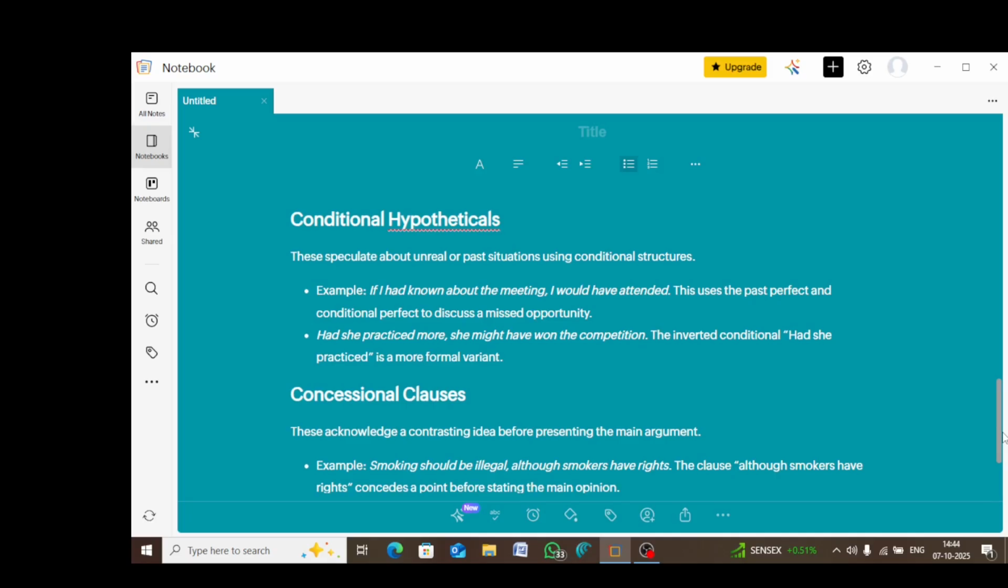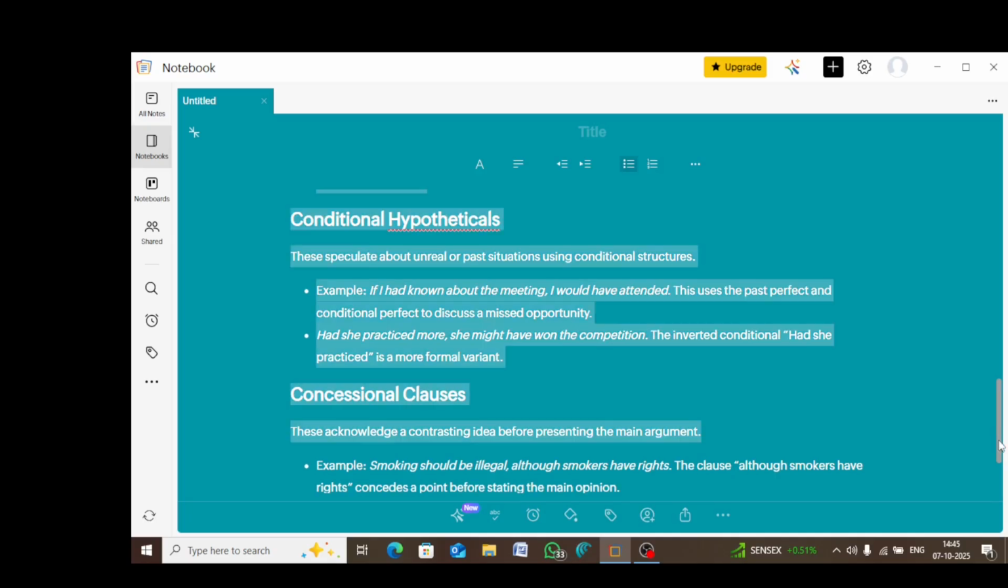Inverted conditional, had she practiced, is a more formal variant. Here you see she had practiced is the main sentence. Here the auxiliary had has been put before the subject to give emphasis. If you write this sentence normally, then you can write if she had practiced. This is normal without emphasis. Now eliminating the if and bringing the helping verb had before the subject makes another kind of emphasis.